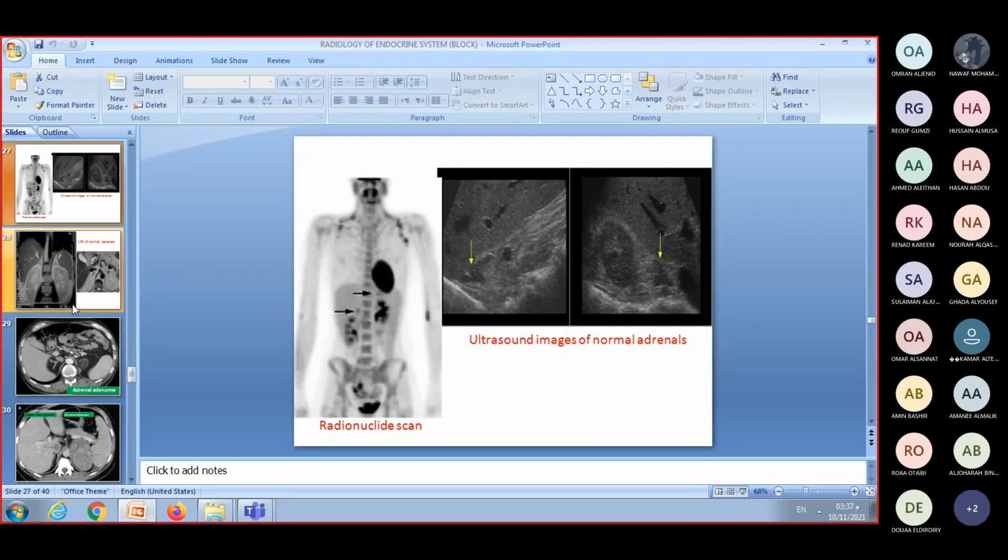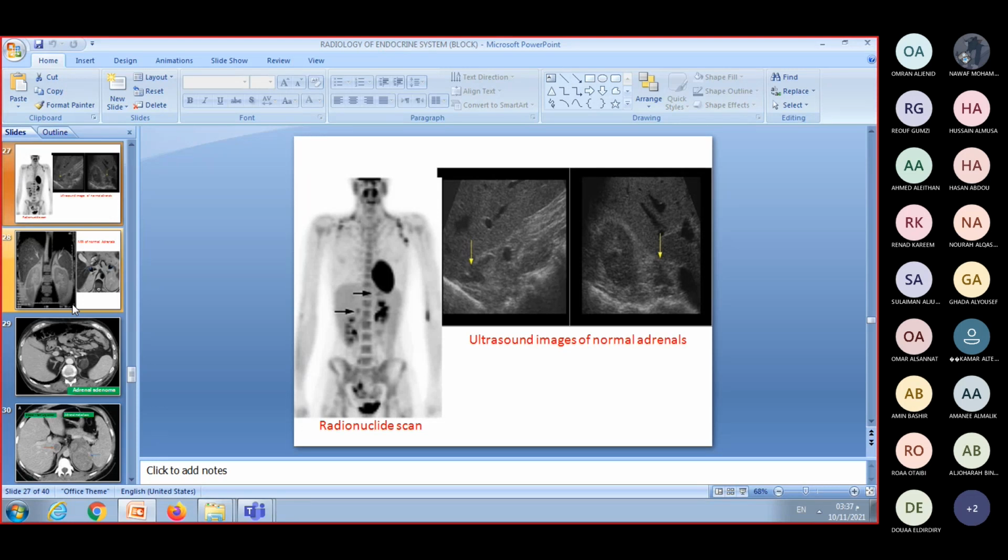Ultrasound is the best imaging modality for the thyroid. If there is no retrosternal extension of the goiter, ultrasound is the best modality. If there is retrosternal extension of the goiter, CT is the best modality for assessment of retrosternal extension of the thyroid tumor or enlargement.